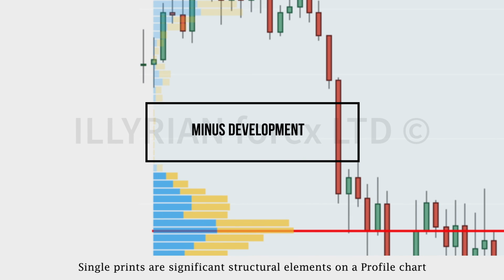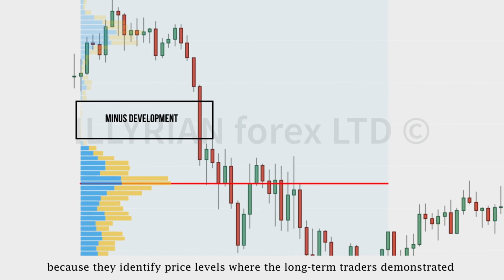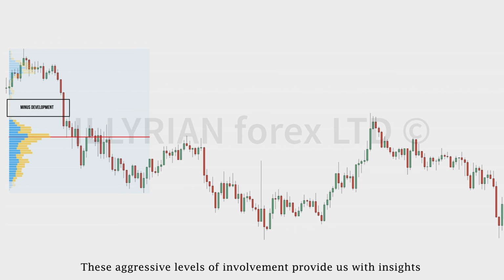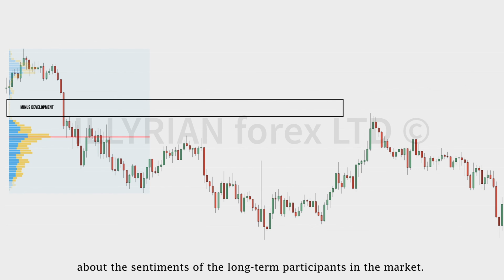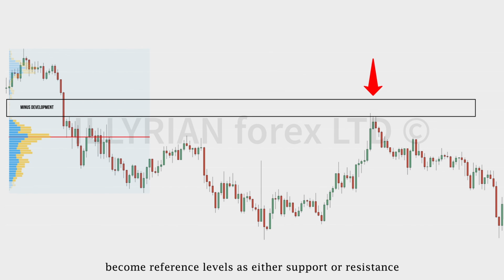Single prints are significant structural elements on a profile chart because they identify price levels where the long-term traders demonstrated either aggressive buying or selling behavior in the market. These aggressive levels of involvement provide us with insights about the sentiments of the long-term participants in the market. Furthermore, the price levels where this activity occurs eventually become reference levels as either support or resistance, based on the type of activity that was involved. In our example, this tail became a resistance level.